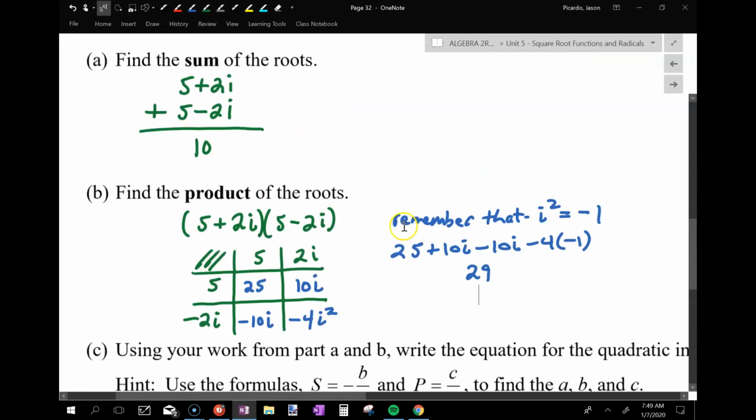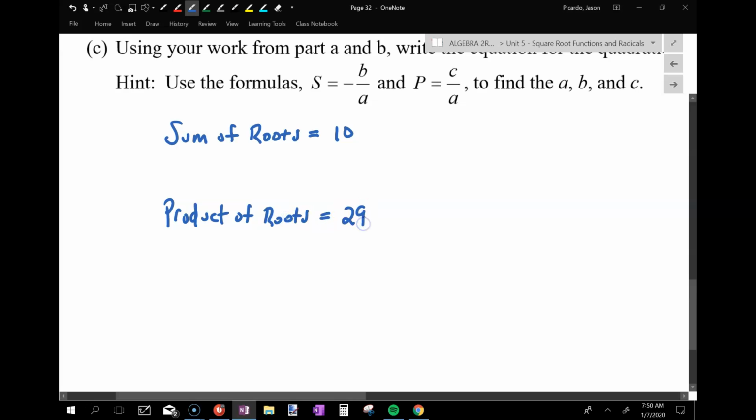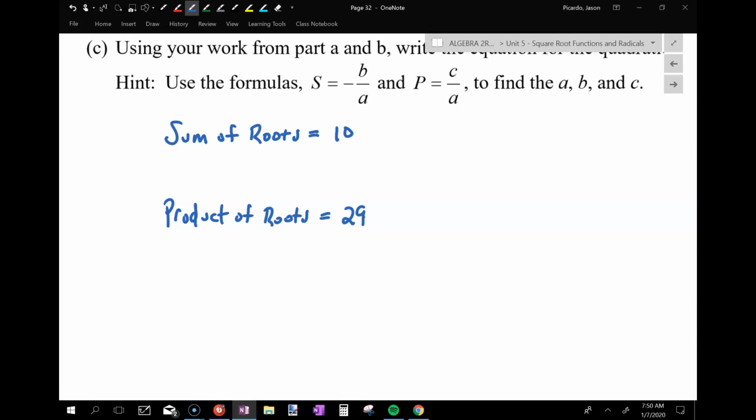So how's that going to work? Well, it's going to work really easily, because what did we just figure out? We figured out that the sum of the roots was 10. We all agree with that? We figured out that the product of the roots was 29. Well, how is that going to give me the equation of a quadratic?